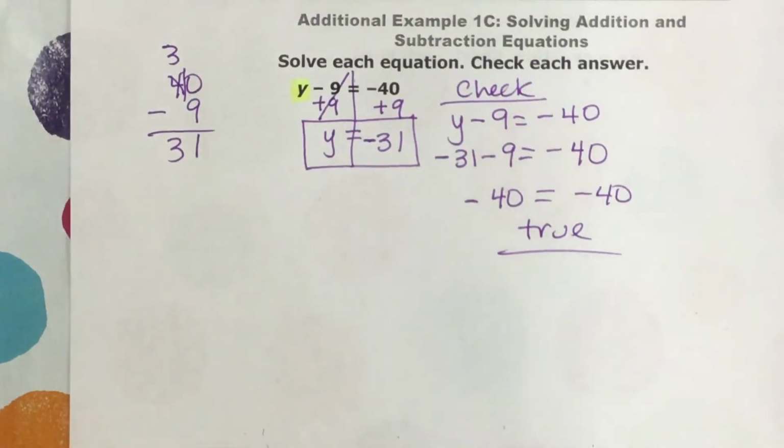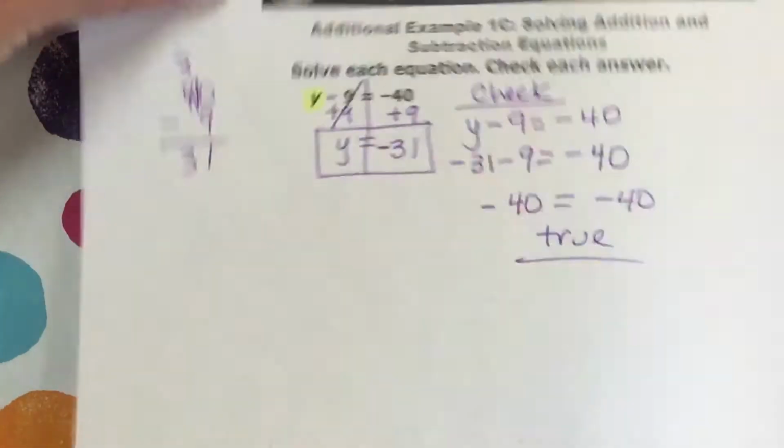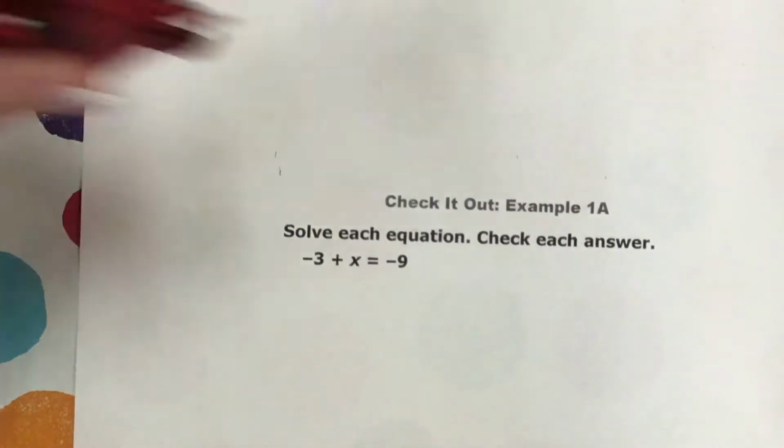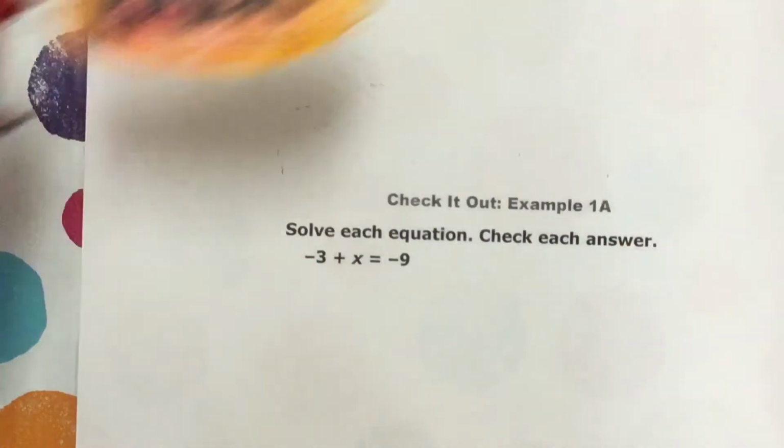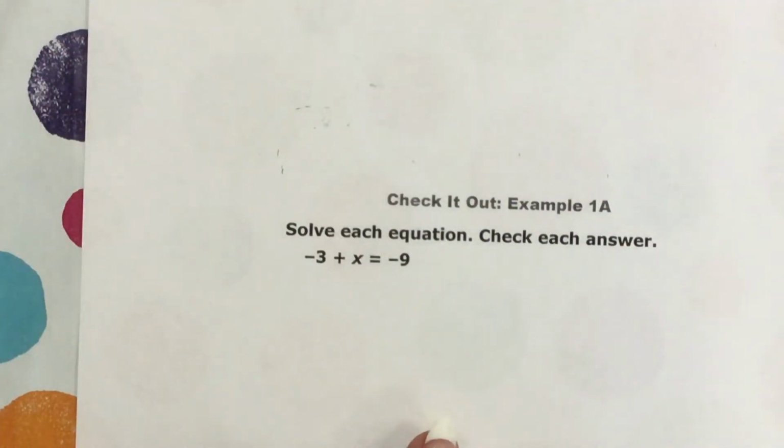So now what I want you to do, I want you to go ahead and check it out for example 1. I want you to go ahead and pause. Pause it. Here's our little friend, the pause dragon, coming to remind us to pause it, finish these problems, and when you get done, go ahead and check your answers. So you're going to have 1A, 1B, and 1C. And I will see you back in a little bit.